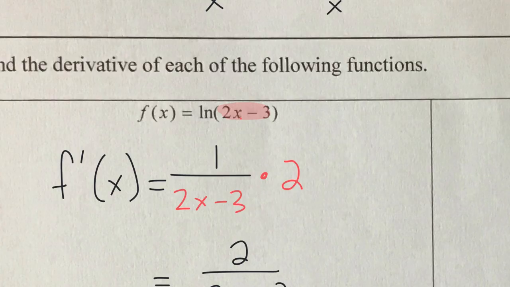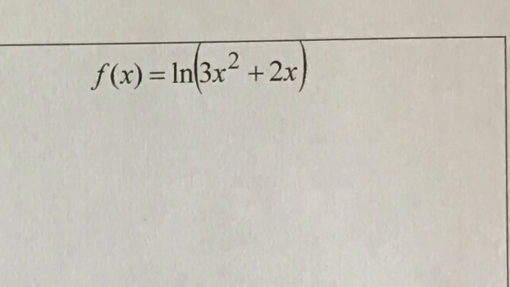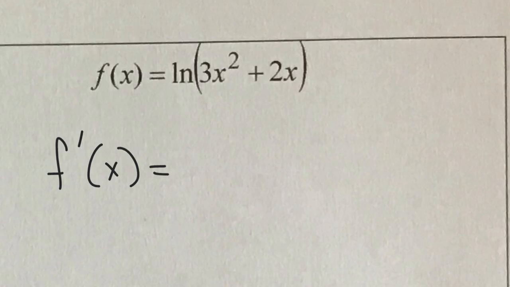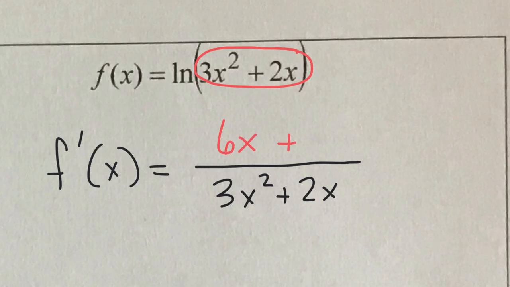So let's check out some more problems. The natural log of this quadratic. Okay, I guess if we want to practice some derivatives, that's excellent. So in the denominator always goes your argument, right? So 3x squared plus 2x. And the numerator goes the derivative of your argument. So what's the derivative of 3x squared plus 2x? 6x plus 2.